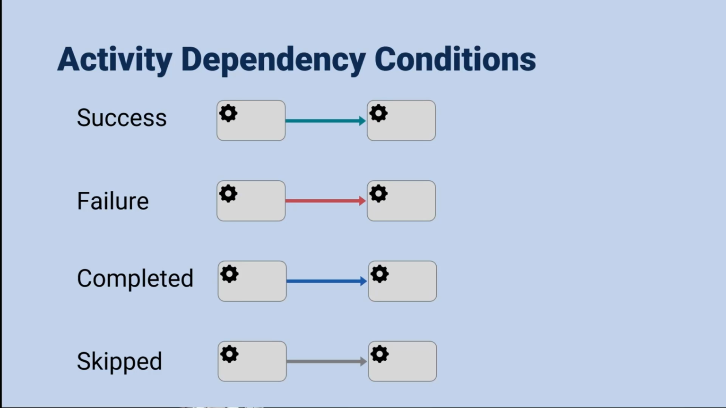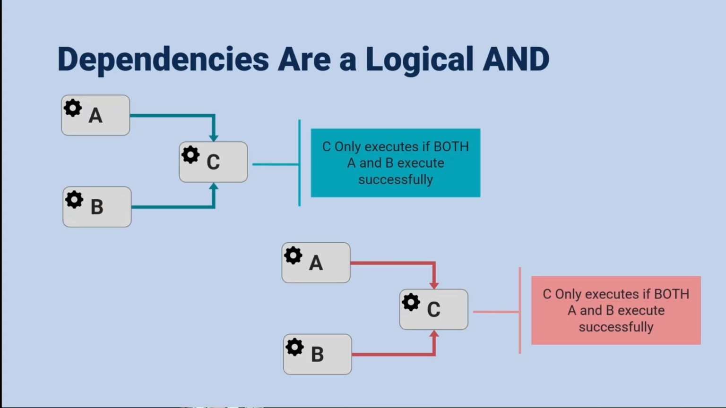Before we get into too much more detail, we need to note that activity dependencies have conditions. We can make a subsequent activity execute only if the previous activity is executed successfully, which is probably the most common use of dependency conditions. But we can also configure that activity to only execute if the previous activity failed, or if it completed, meaning an attempt was made and the outcome was success or failure. Or we can set an activity to run only if the previous activity was skipped.